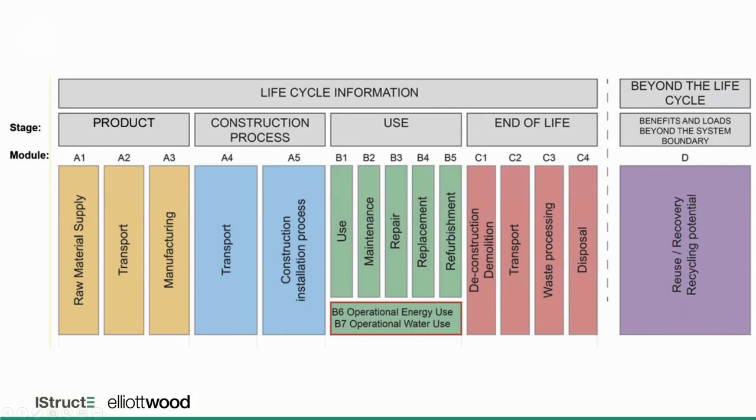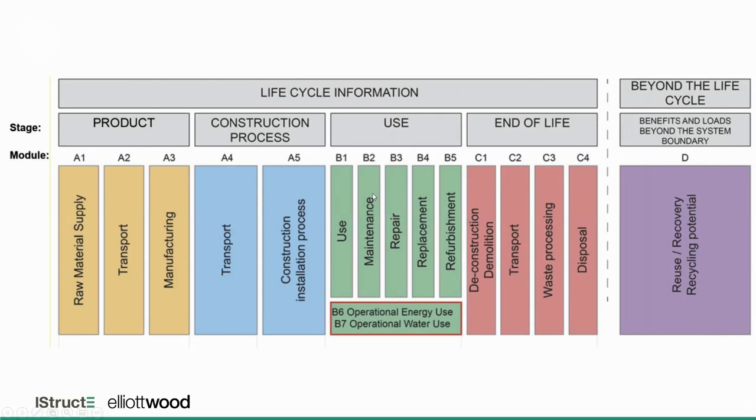So we start on the left-hand side with the product stage, life cycle modules A1 to A3. This covers all the emissions associated with extracting raw materials and turning them into a manufactured product, in this case, a construction product. The construction process itself is captured by A4 to A5, A4 being the transportation from the factory to the construction site, and A5 covers the carbon associated with construction itself.